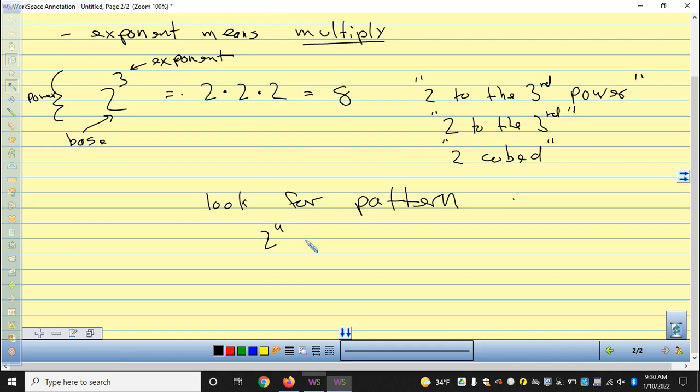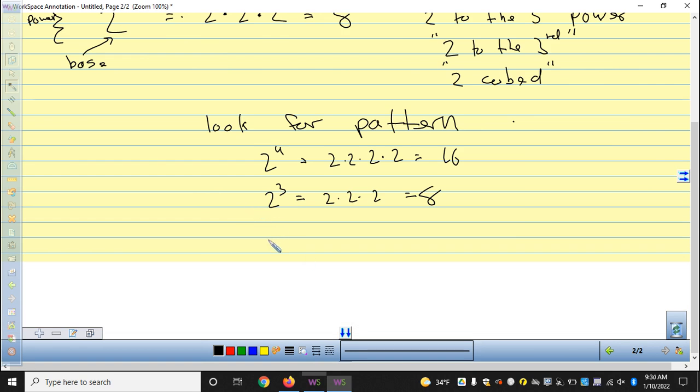So 2 to the 4th. Well, 2 to the 4th means 2 times 2 times 2 times 2, which is 16. And 2 to the 3rd we said was 2 times 2 times 2, which is 8. And the next one would be 2 squared, which is 2 times 2, which is 4. Now, as our exponent goes down by 1 here, what are we doing to these numbers? What's the pattern here? What do we do to 16 to get 8? What do we do to 8 to get 4? We're dividing by 2 each time.